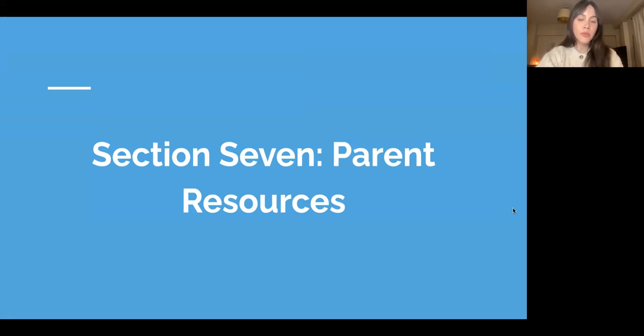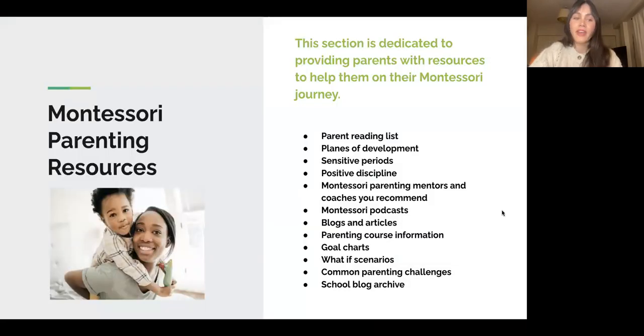Section 7, parent resources. This is where your handbook will really become a tool for parents, because while it's great for them to be able to reference your parent handbook to learn information specifically about your school and your policies, it's also great for them to go to it as a source of help when they need parent support. It also makes your handbook that much more valuable. They'll take care of it and they'll use it a little bit more often.